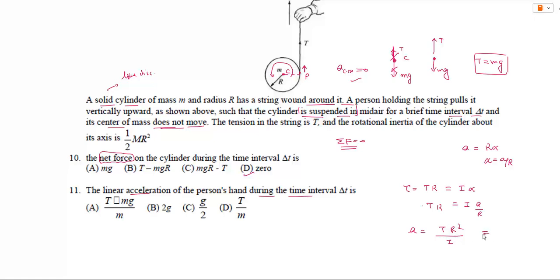So what is the tension? If you put the value of tension, that is mg r square. What is the moment of inertia? It is half m r square. So this r square and r square will get cancelled, m and m will get cancelled. So finally we will get the linear acceleration as 2g. B is the option, right? Yeah. Okay.